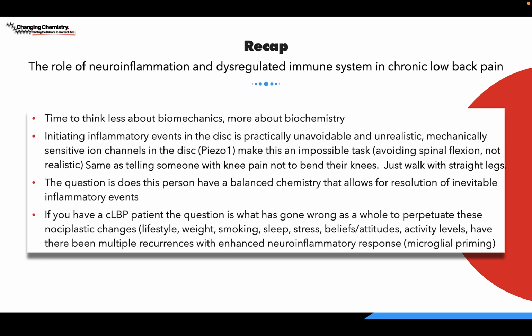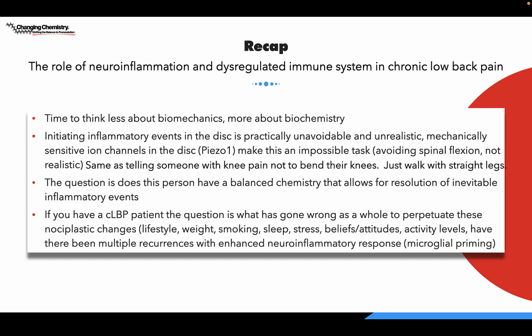And it's important to realize that initiating inflammatory events in the disc is practically unavoidable and unrealistic to prevent. Mechanically sensitive ion channels in the disc, such as piezo 1, make this an impossible task. Avoiding spinal flexion, not realistic. We realize that. It's like telling someone with knee pain or knee OA not to bend their knees, just walk with their legs straight. I mean, it's silly, right? We can't do it. It's not feasible.